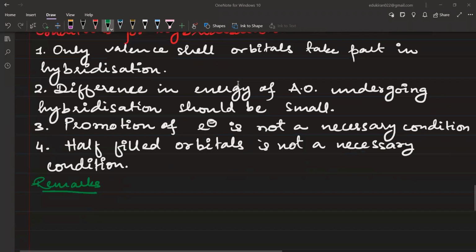These are conditions, Fahad. Yes, sir. Can you give an example where fully filled orbitals hybridize? NH3 is an example. NH3, water, both of these are examples where we have fully filled orbitals, where 2 electrons are present, and they also participate in hybridization.